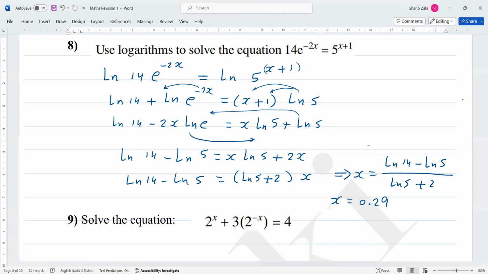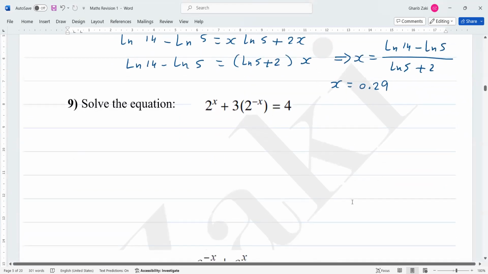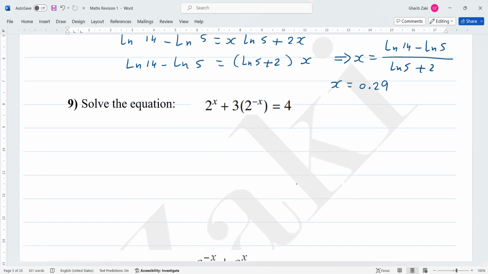Now, question number 9. Try to solve it, please. Solve the equation. How to solve this? Rewrite the power to be positive. Then 2 to the power x plus 3 over 2 to the power x. We shift negative x down equals 4.